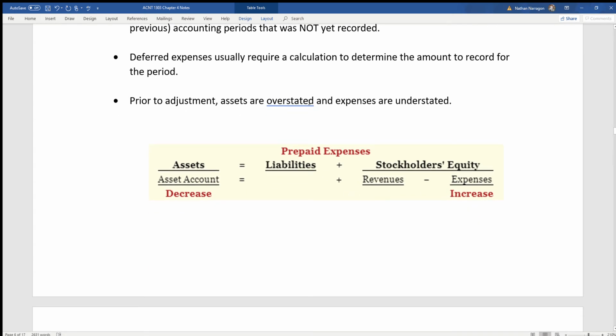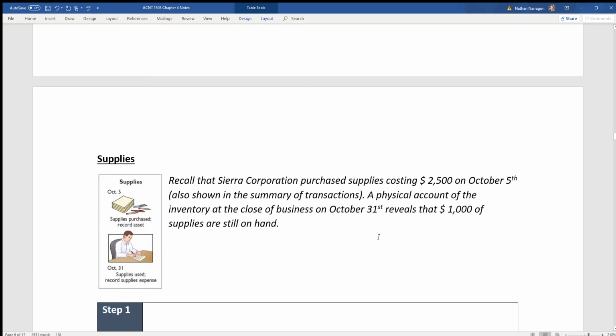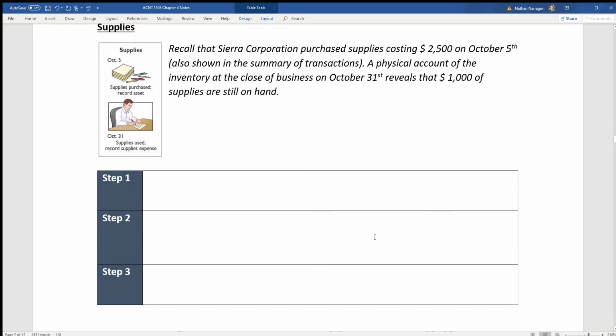And of course, prior to this adjustment, if we don't adjust, our assets are definitely going to be overstated and our expenses will be understated. So as you can see, for a prepaid, to make our adjustment, we're going to decrease an asset and increase an expense. Not too bad. So we're going to go over a few examples here.